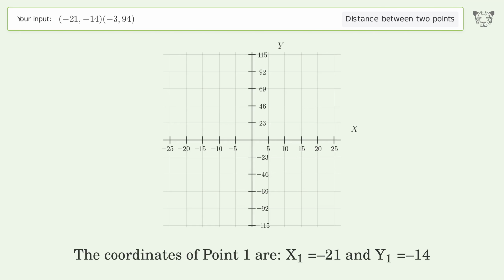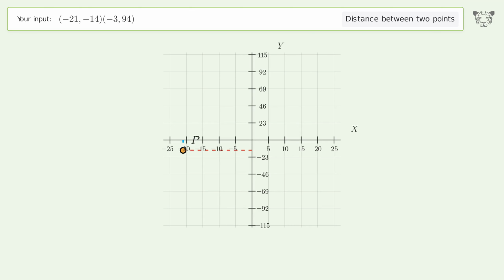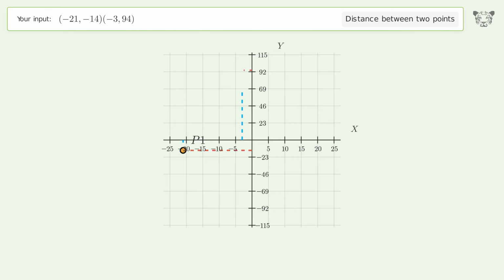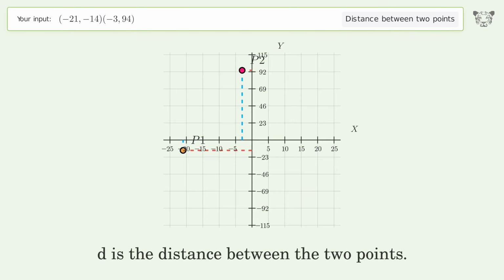The coordinates of point 1 are x1 equals -21 and y1 equals -14. The coordinates of point 2 are x2 equals -3 and y2 equals 94. D is the distance between the 2 points.